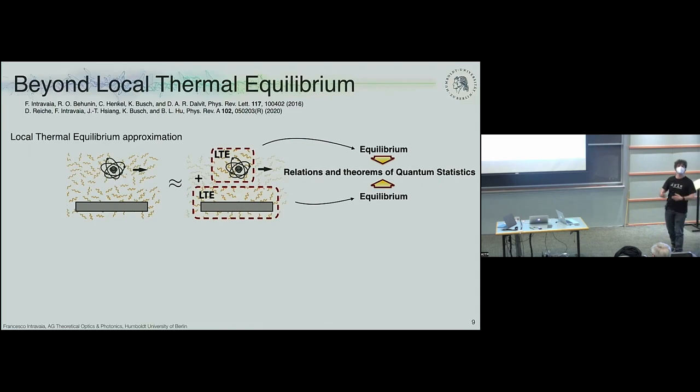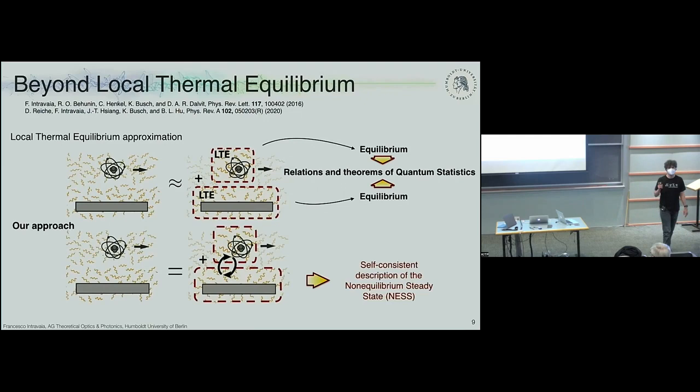Okay? Our approach is different. Our approach looks at the behavior of the total system and self-consistently treats the non-equilibrium steady state. Okay? So to some extent, we consider the whole thing together without making a local thermal equilibrium approximation. I will not have the time to tell you how we did it. It's a bit complicated. You can ask me later. But let me just show you what we get.